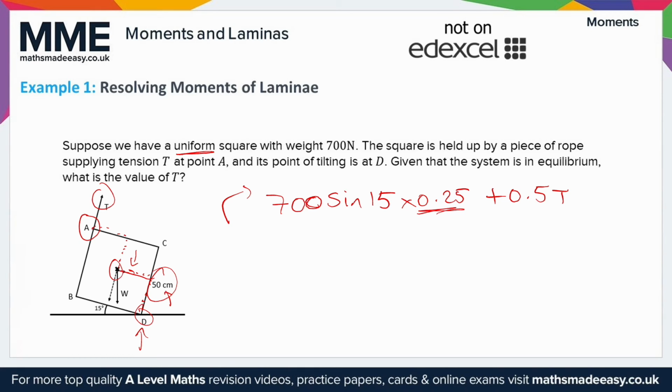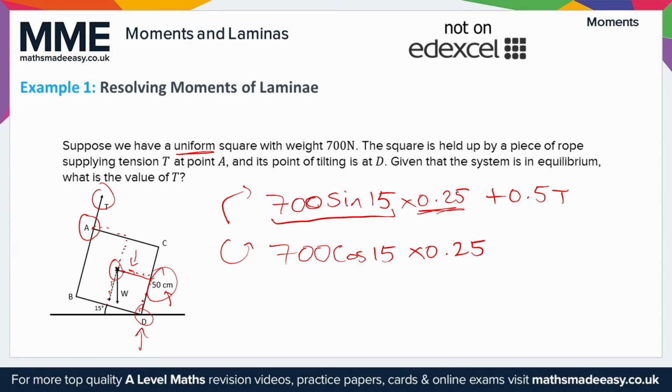Let's consider anti-clockwise. So, what are we going to have anti-clockwise? Well, it's just some component of the weight. And I'm sure you can guess from other moments problems, if this one's 700 sine 15, this one's going to be 700 cos 15, because we're taking this little arrow here. Then, again, we have to multiply by the perpendicular distance, so we're multiplying by 0.25 again.